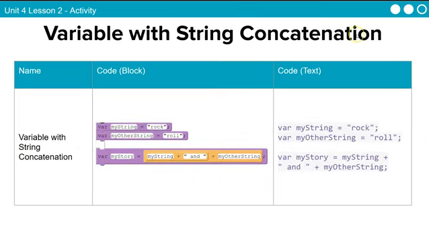This is going into concatenation, which I kind of went into at the start of this video. It's just this idea that we can add strings, but when we add strings, we call it concatenation. My string currently has a value of rock. My other string has a value of roll. So if I concatenate all 3 of these together, because these are 3 strings that I'm trying to concatenate, my story would be equal to rock and roll. So I would get a single string that said rock and roll. That's just another example of concatenation.